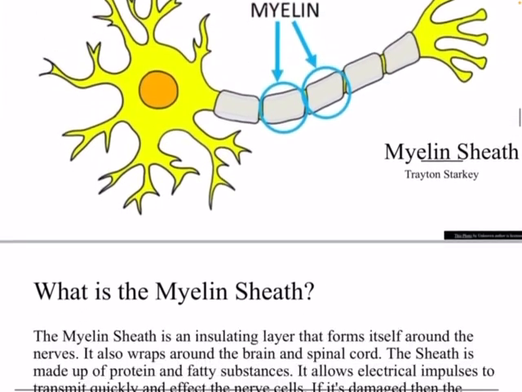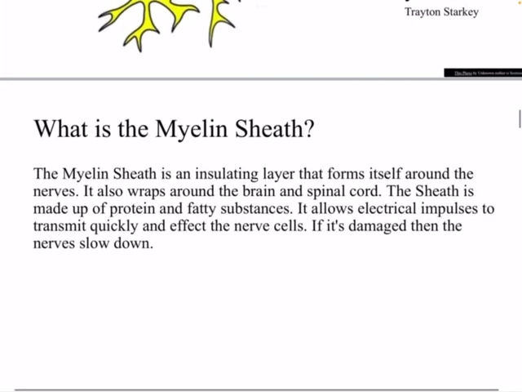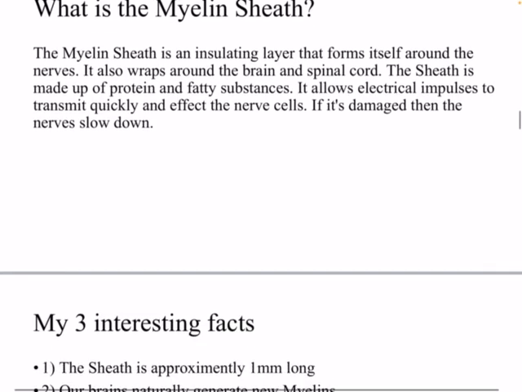The myelin sheath. The myelin sheath is an insulating layer that forms itself around the nerves. It also wraps around the brain and spinal cord. The sheath is made up of protein and fatty substances. It allows electrical impulses to transmit quickly and affect the nerve cells. If it is damaged, then the nerves slow down.